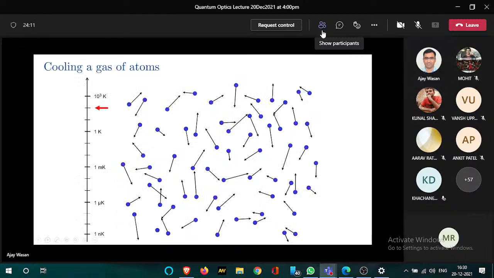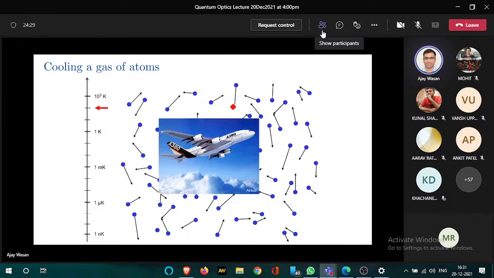Okay, so cooling a gas of atoms. I'm showing in this picture atoms going in this direction, that direction. And the temperature here is 1 millikelvin, in the range of 10, 100, within some temperature range. The atoms are going randomly in all directions and they have a velocity almost like an aeroplane.